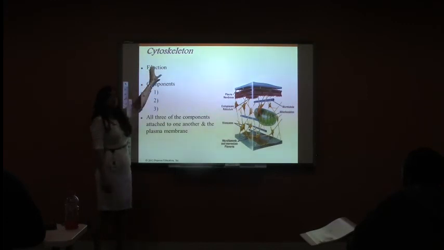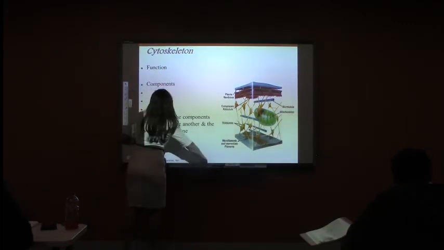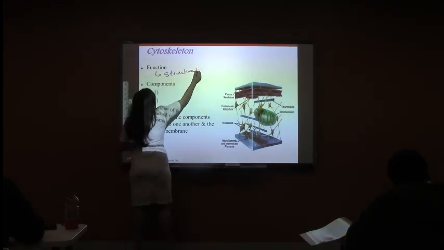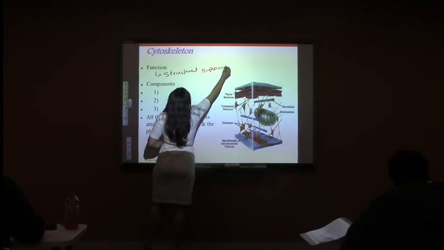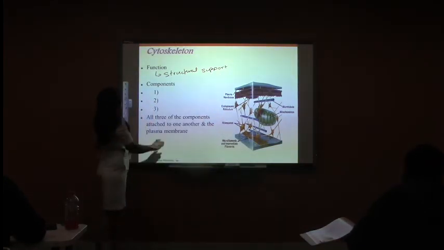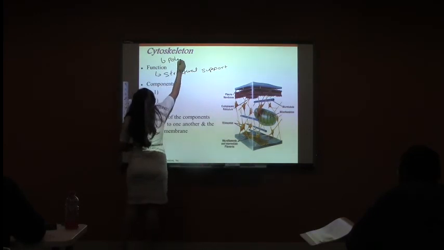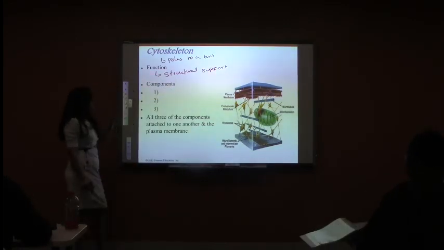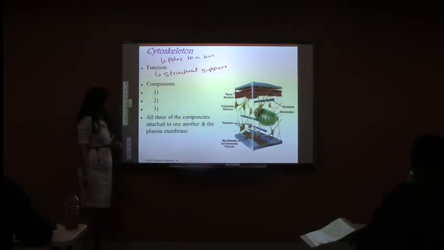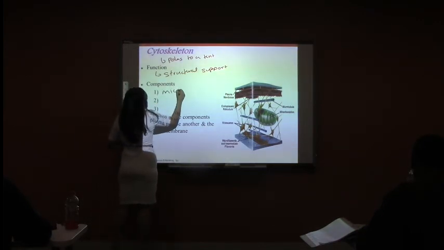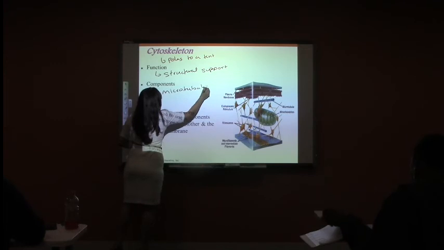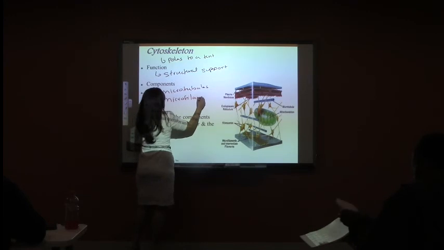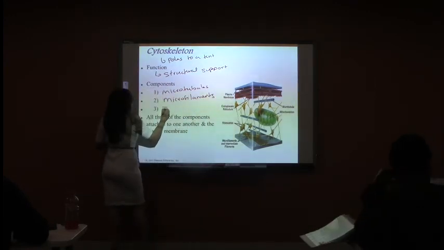Its function is to give structural support, give a structure to the cell. Structural support. Okay? It's the poles to a tent. Now, there are three different components of the cytoskeleton. You have microtubules, microfilaments, and intermediate filaments.